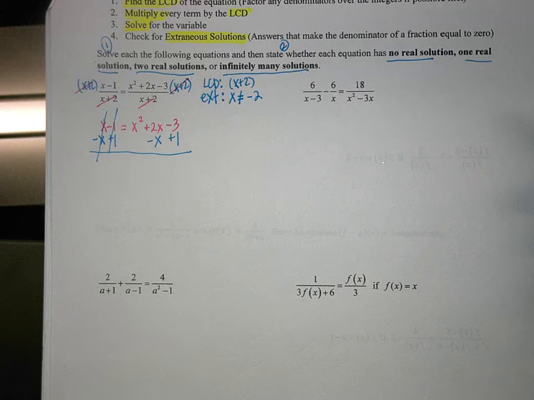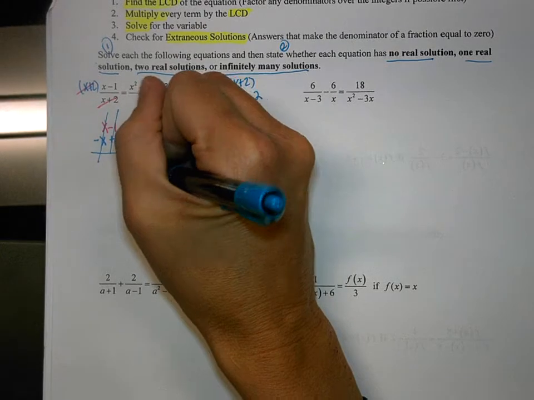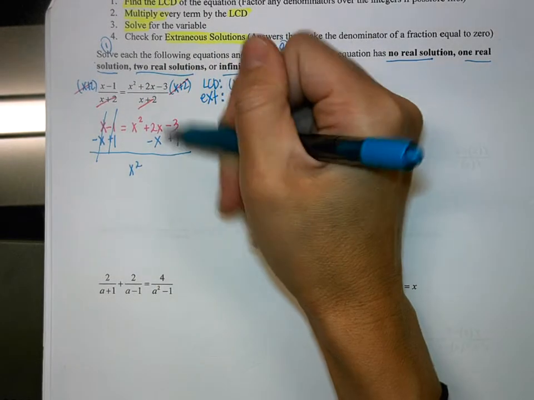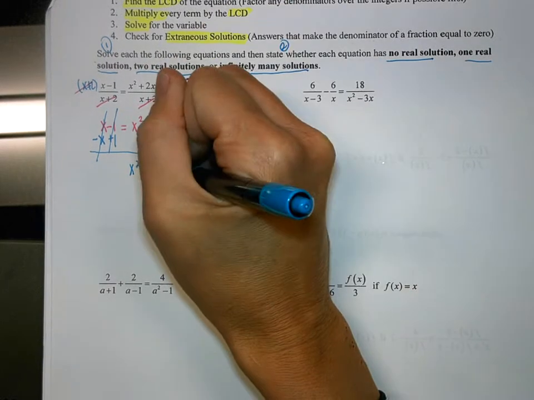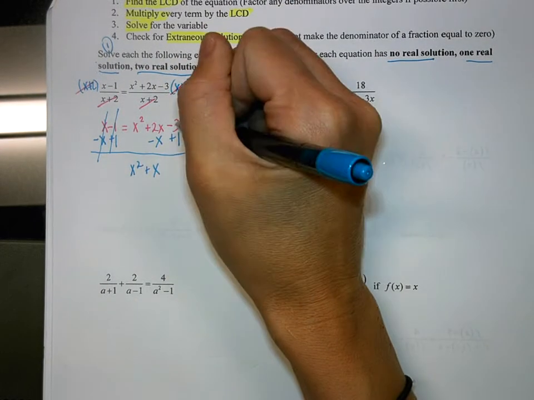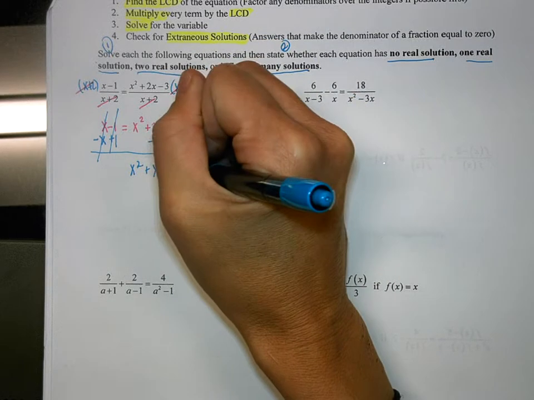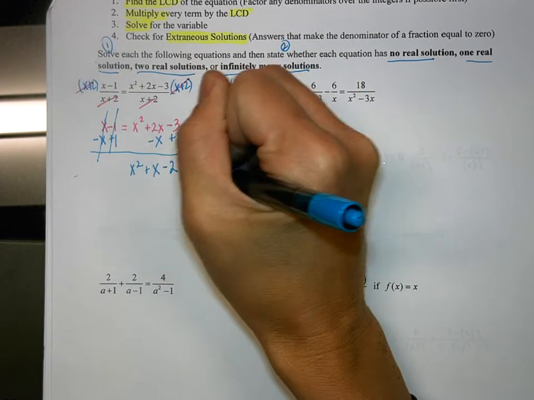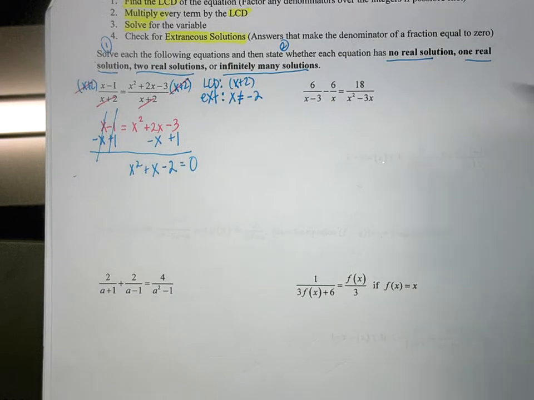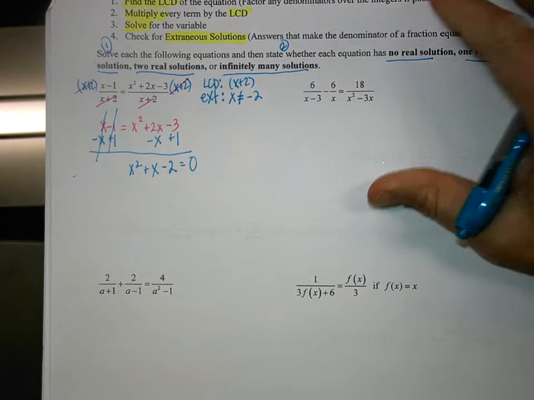Are we okay with this? Okay, so I have x squared, and notice how I lined these up so they're with like terms. 2x minus x makes x, and negative 3 plus 1 makes negative 2. Your equals 0 could be on the left side, or I can move the equals 0 to the right side. And I personally like it on the right side better. Okay? But it doesn't matter which side it's on.